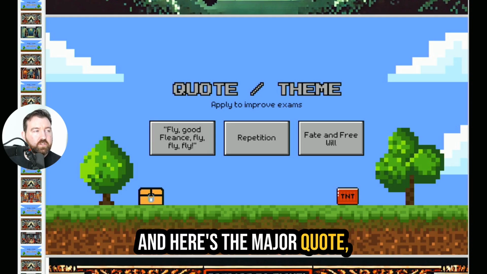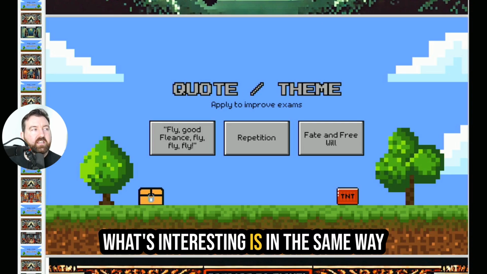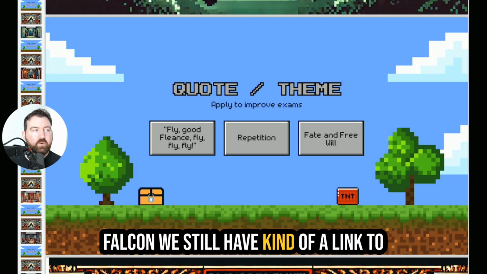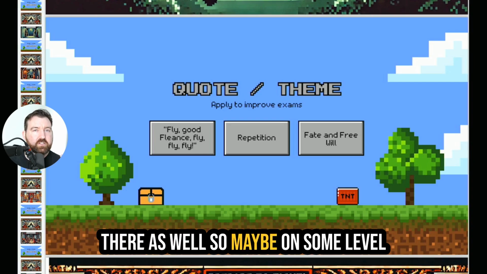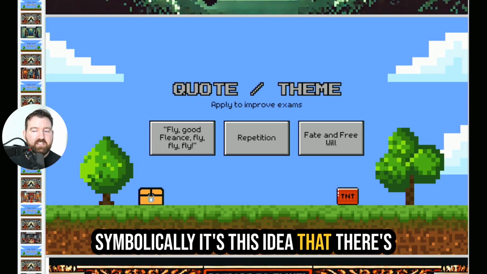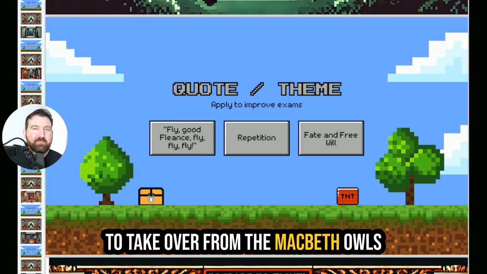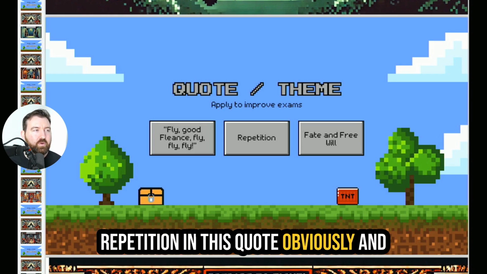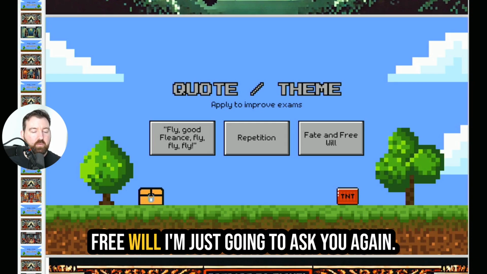And here's the major quote: "Fly, good Fleance, fly, fly." What's interesting is, in the same way that we had the owl imagery and the falcon, we still have a link to the bird imagery with the word fly there as well. So maybe on some level symbolically, it's this idea that there's this other nest of birds that's going to take over from the Macbeth owls at some point in the future. There's repetition in this quote, obviously, and we've got the major theme of fate and free will.